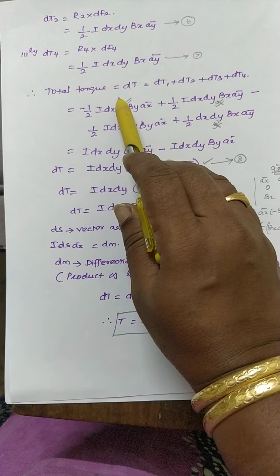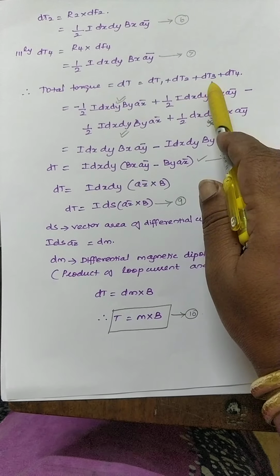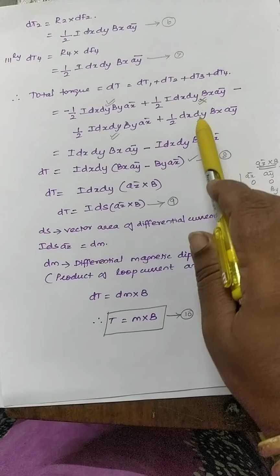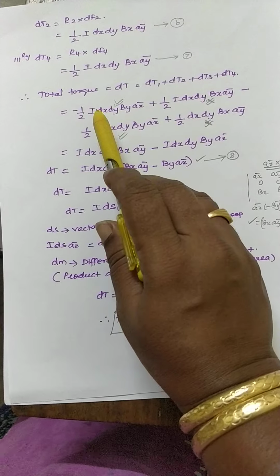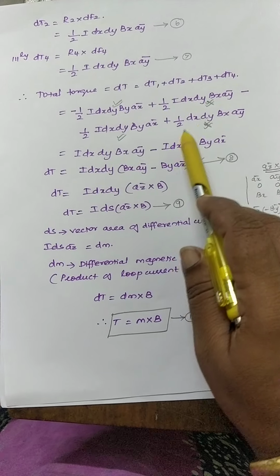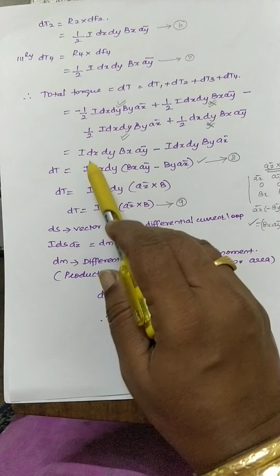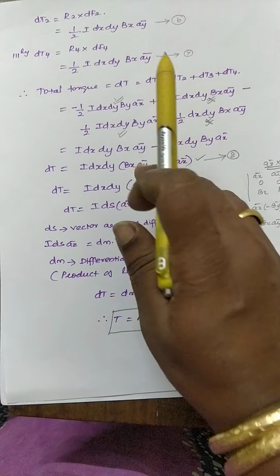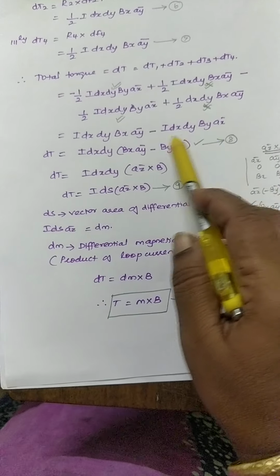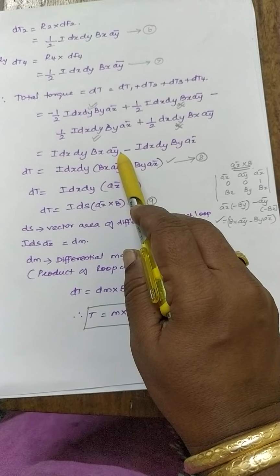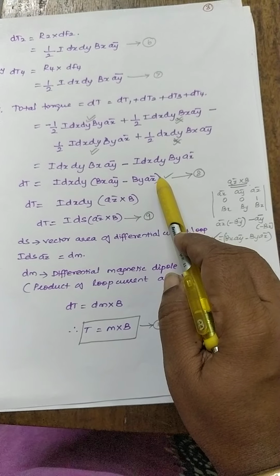Find the total torque dt, which is equal to the sum of dt1, dt2, dt3 and dt4. So try to take the common terms. These two are common terms and these two are common terms. Add together. So minus 1 plus 1 when it is added up. Take out the common terms. I dx dy of bx Ay vector minus by of Ax vector.